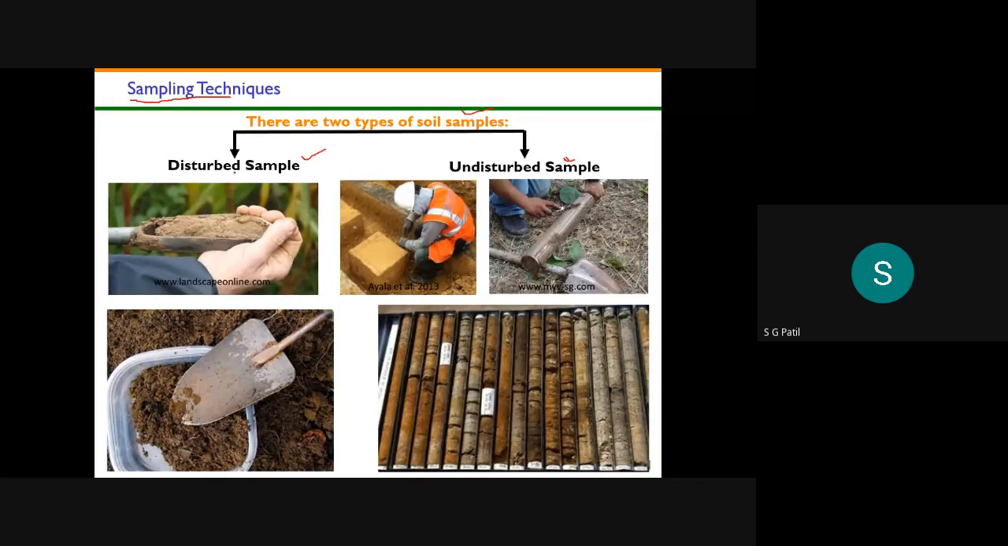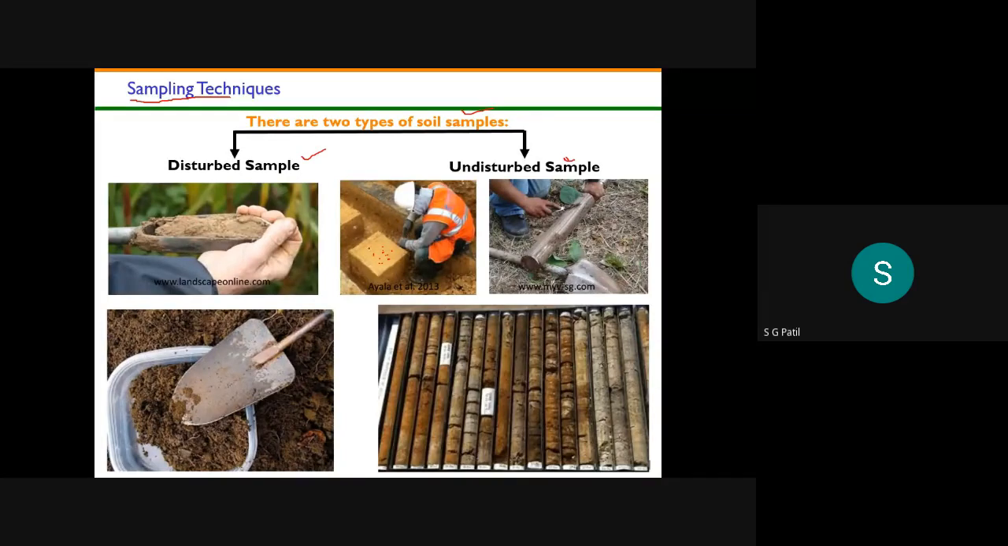So this disturbed sample looks something like this. With the help of this shovel and all, you will remove the soil. See, the arrangement of all these solid particles is now disturbed as compared to how they are arranged in the ground. That's why they are called disturbed samples. So these are the undisturbed samples. Undisturbed samples means the arrangement of the solid particles is intact, so they are not disturbed by the soil sampling mechanism.